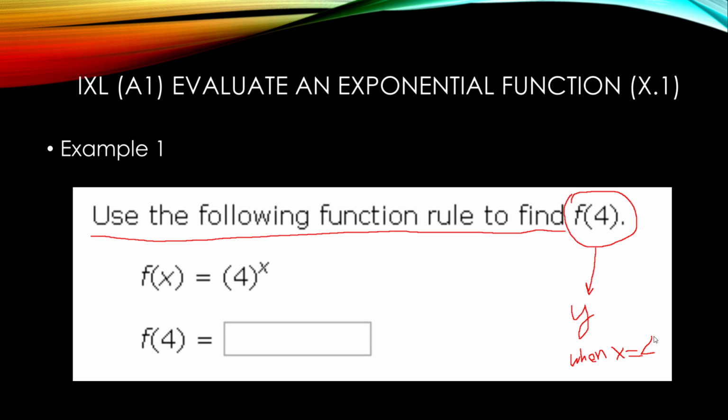It's the same thing. So this is really: use the following function rule to find y when x is 4. That's how you could read it. If you don't like this, well, just swap it like this. Okay? So this is telling us that we're plugging in a 4 here for x. We'll see that in the next slide. If you want to try it now, you can go ahead and pause it. Plug in a 4 for x there.